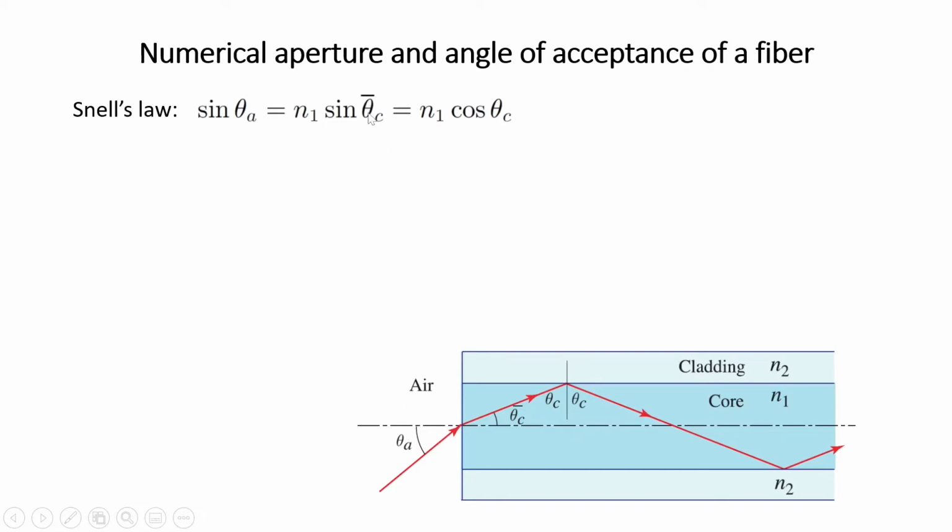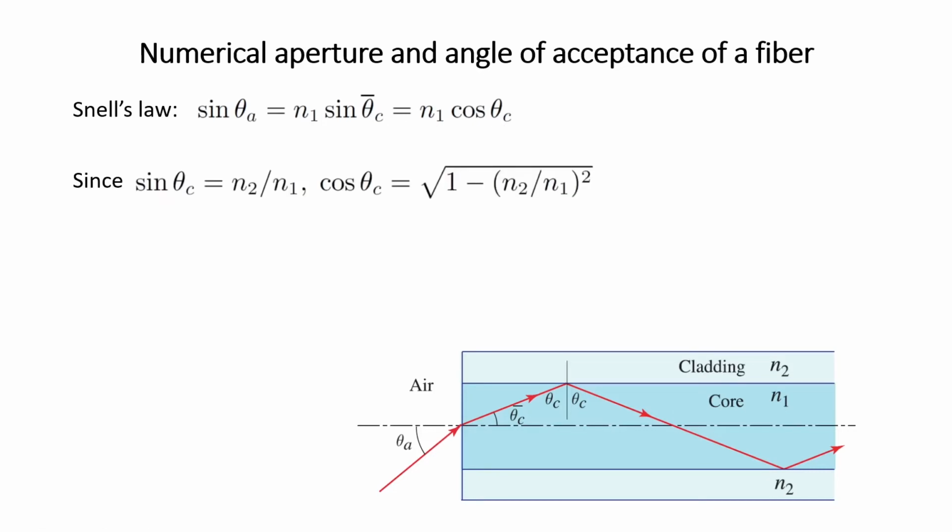But since theta c and theta c bar are complementary to each other, which means that theta c plus theta c bar is 90 degrees, I can write sine of theta c bar as cosine of theta c. But we obtained sine of theta c equal to N2 over N1 in the previous slide. So cosine of theta c is the square root of 1 minus (N2 over N1) squared.